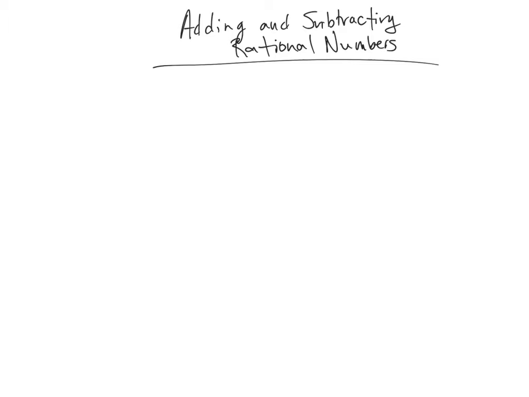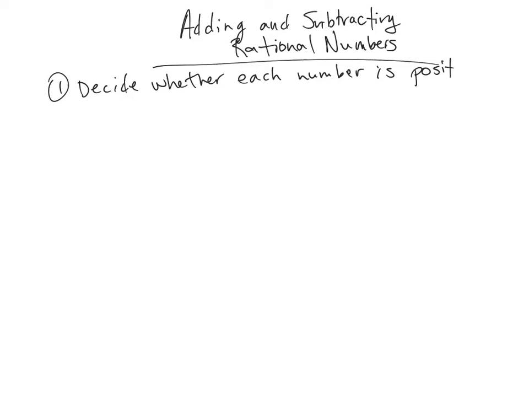So the first thing we need to do with rational numbers, obviously rational numbers include negative numbers, and negative fractions and negative decimals seem to be the part that people struggle with the most. So the first step is decide whether each number is positive or negative. Okay, so what I mean by that is 3 minus 6. 3 is positive, it doesn't have a value, and 6 is negative. So we have different signs here, and we'll get to that in a second.